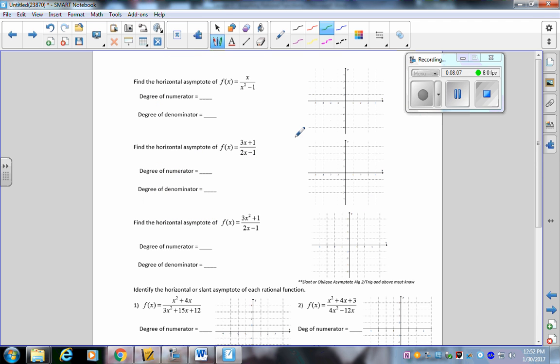Okay, so let's take a look and figure out what's going on here. First of all, let's also review our verticals while we're at it. So let's go ahead and factor that denominator. I have x minus 1 and x plus 1. Okay, so let's go ahead and dash in our vertical asymptotes.